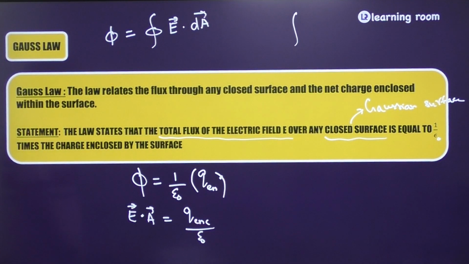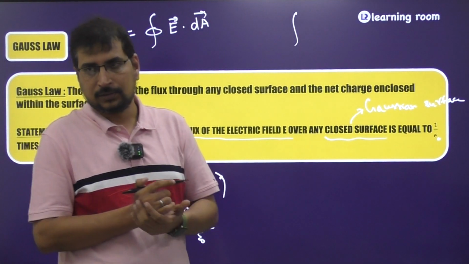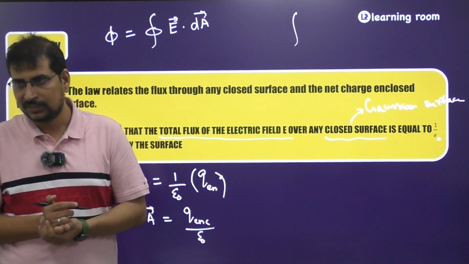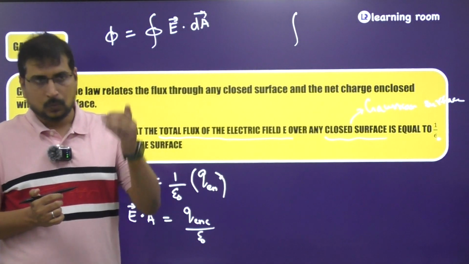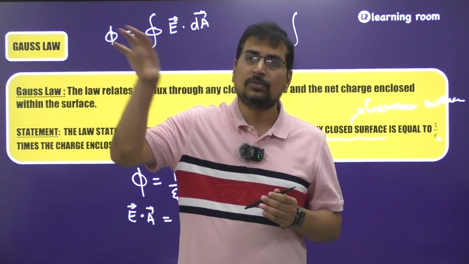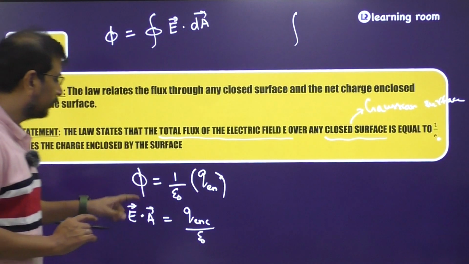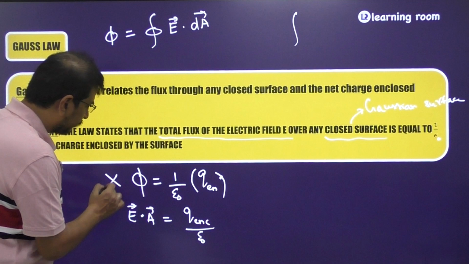Can you tell me the statement of it in one line? The total electric flux through any closed surface is equal to 1 divided by epsilon naught times the charge enclosed by the closed surface. That's it. So this is the mathematical expression, write it down.